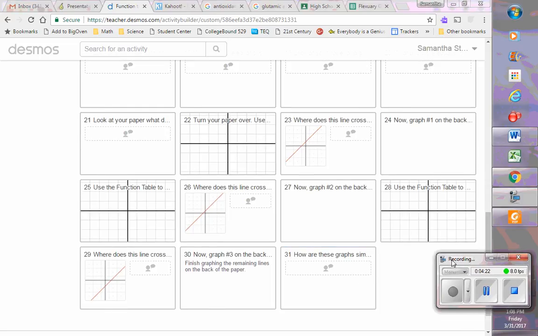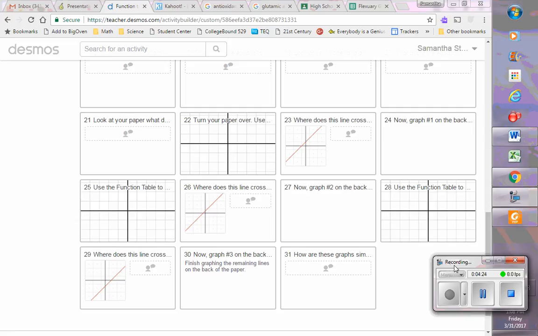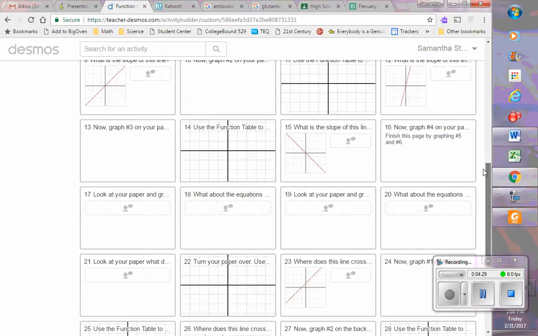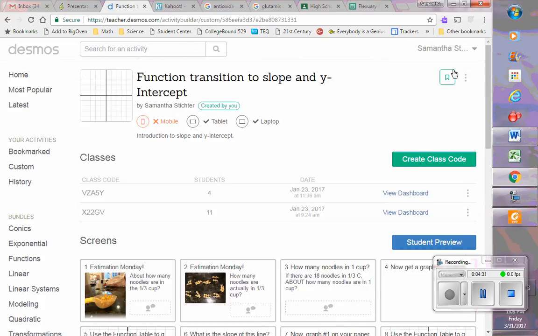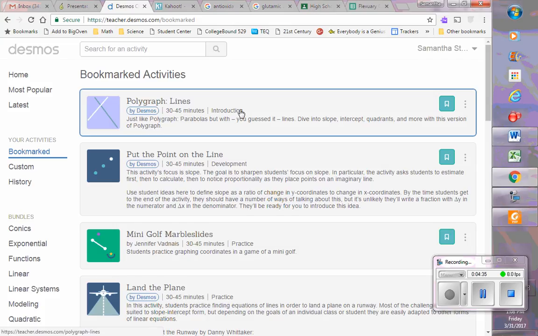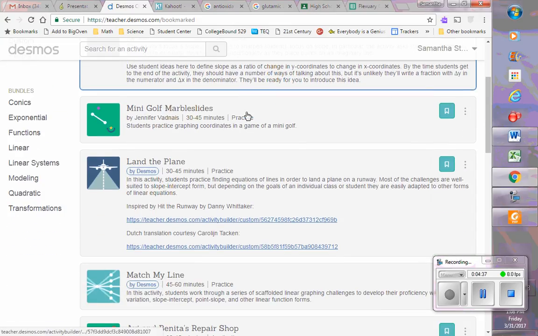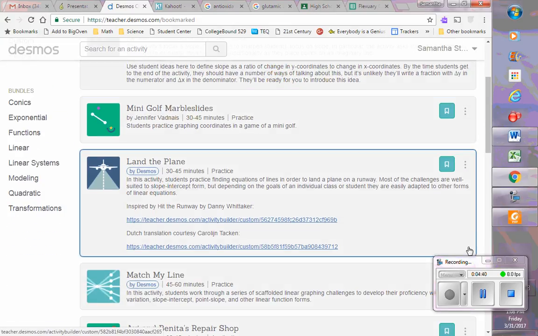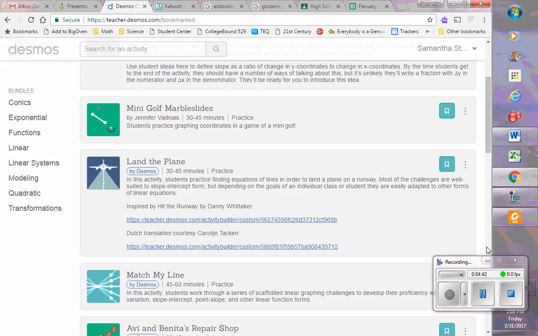So that is an activity I made, and I'm loving Desmos, both the created activities that y'all have, as well as being able to make our own. So thank you for all you do, and I would love the opportunity to become a Desmos Fellow.